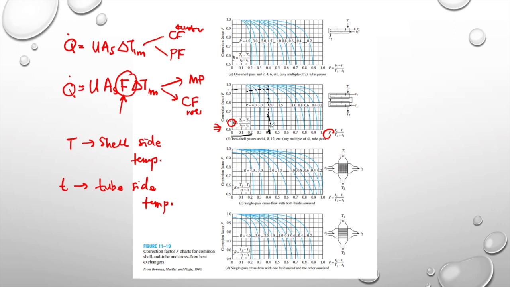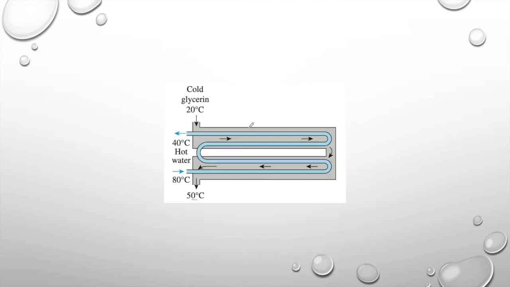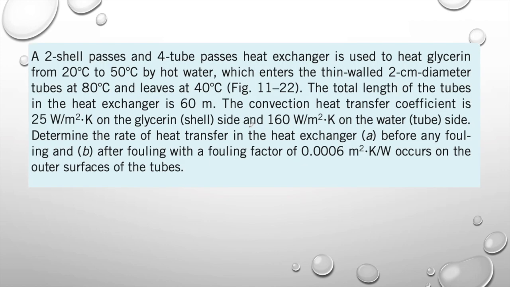2.0 is this line. What if the value of R is in between? You have to interpolate to find the point of intersection between these two. Okay, so this is the figure for this question.